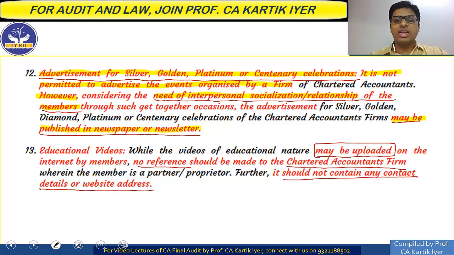So they have given some leeway. They are saying, yeah, okay, don't advertise it too much and everything. But however, they say, okay, there is interpersonal relationship which is also required, where it is important for CAs to get together or to talk on different matters. It's very, very important that the community of CAs stays together. We are very strong together. So that is why they are saying that, okay, publishing it in newspaper or newsletter should be allowed. Okay, so very, very important.